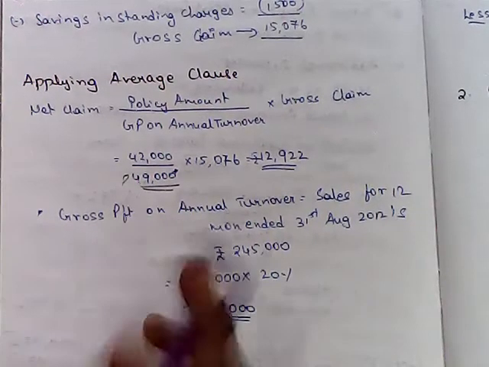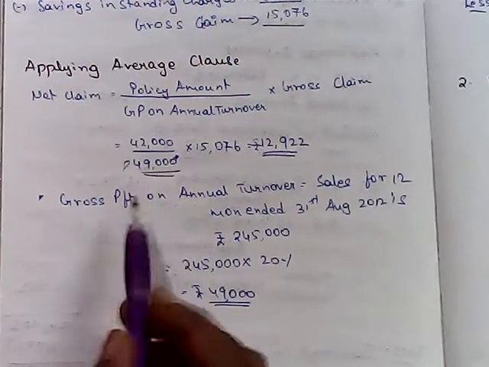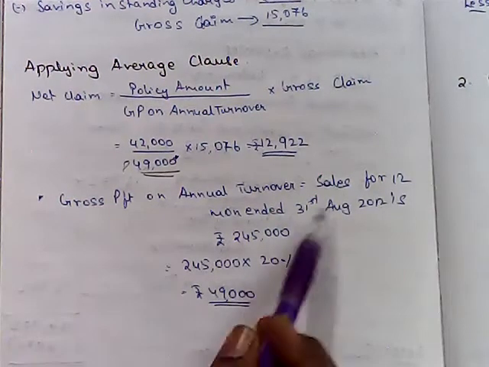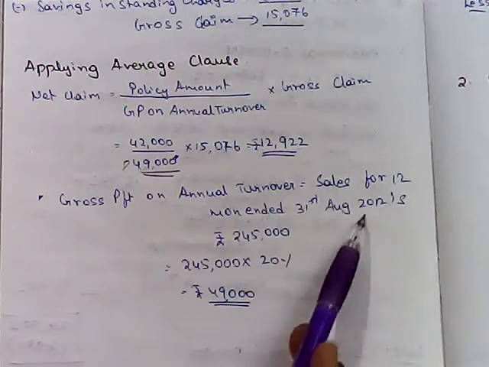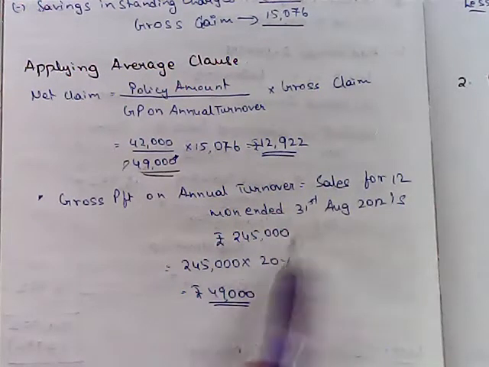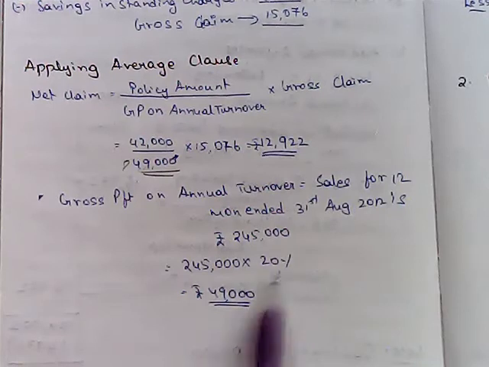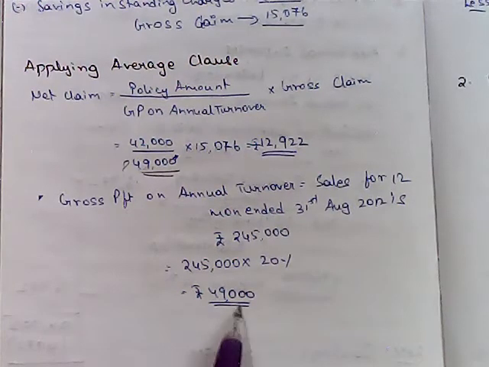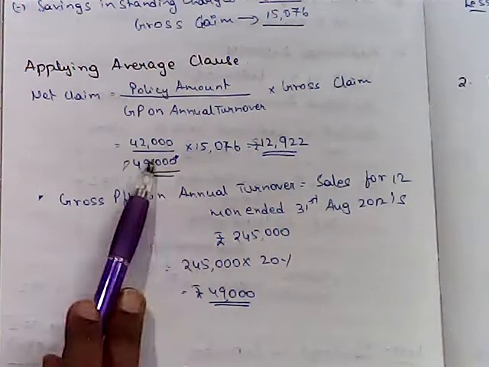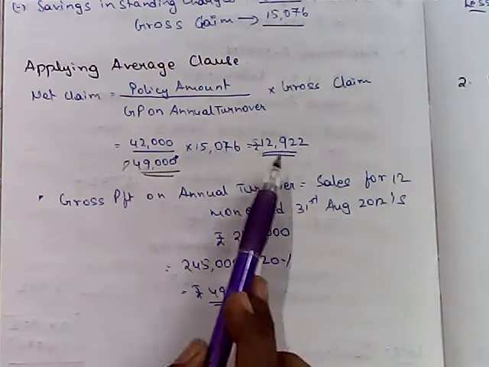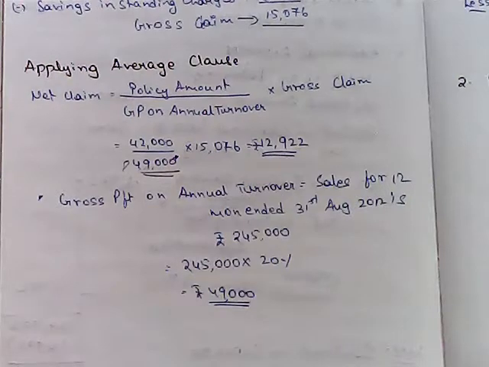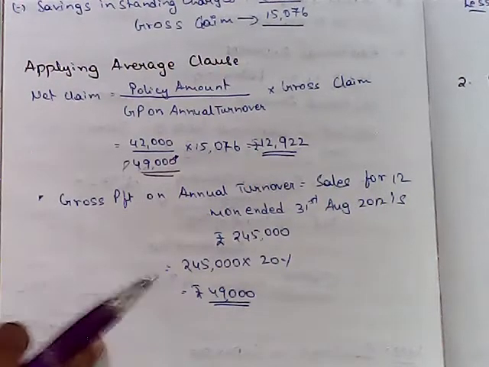Now this 49,000, how did we get it? For this we have a calculation, very important. Gross profit on annual turnover: sales for 12 months ended 31st August 2012 is 2,45,000. So 2,45,000 into 20% is nothing but 49,000. This is how we substituted this 49,000 in the net claim formula, and we got the net claim answer as 12,922.